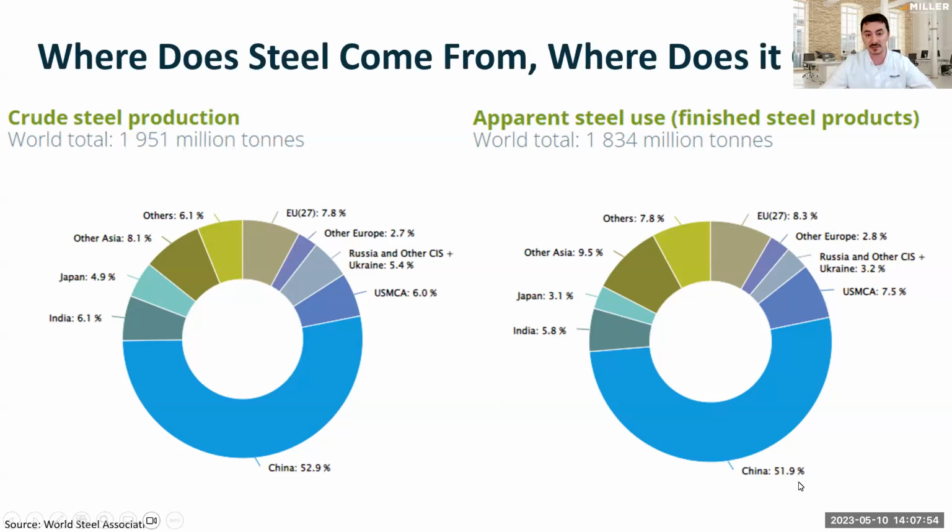From a consumption basis, the use of steel materials, China is also the hegemon here. 52% of global steel is used in China, 7.5% in North America, and about 8.5% in Europe, again, to put things into context. So what happens in the Chinese economy is a major driver of prices when it comes to steel of all types, cold rolled, hot rolled, flat, all of the different grades. It's all depending on what the Chinese economy is doing.